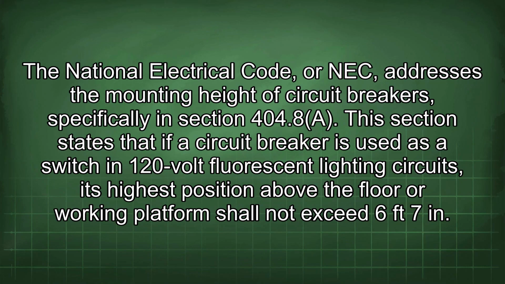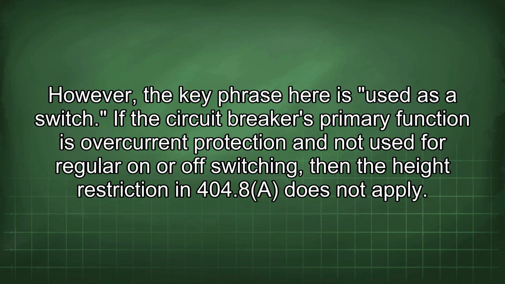The National Electrical Code, or NEC, addresses the mounting height of circuit breakers specifically in section 404.80. This section states that if a circuit breaker is used as a switch in 120-volt fluorescent lighting circuits, its highest position above the floor or working platform shall not exceed 6ft 7in. However, the key phrase here is used as a switch. If the circuit breaker's primary function is overcurrent protection and not used for regular on or off switching, then the height restriction in 404.80 does not apply.